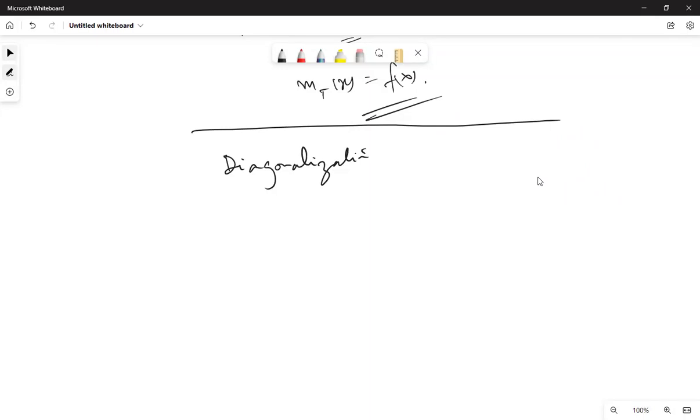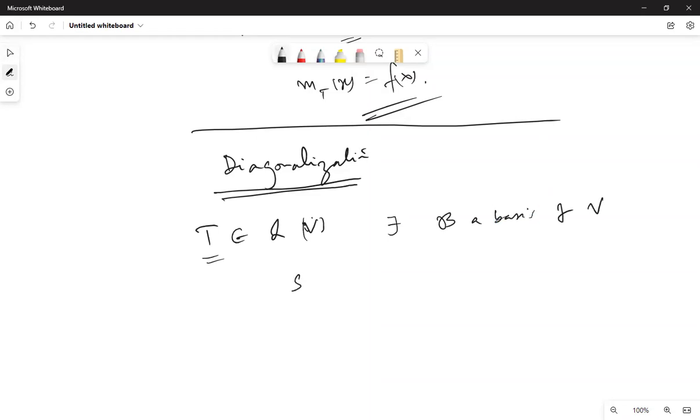So see here, now we are going to diagonalization. Diagonalization means if T is any operator in LV, then there exists a basis B of V such that the matrix of T with respect to this basis is diagonalized.